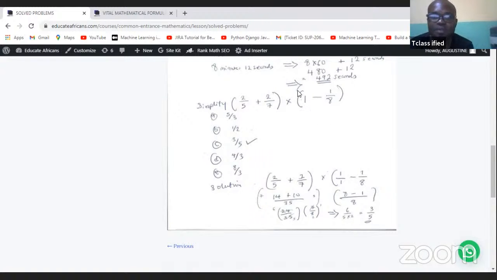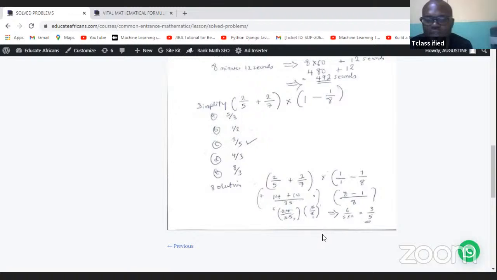For the second bracket, 1 is the same as 1 over 1, because 1 can be written in fraction form. So we have 1 over 1 minus 1 over 8. We look for the common number that both 1 and 8 can divide, and that number is 8. 8 divided by 1 is 8, and 8 times 1 is 8. Then 8 divided by 8 is 1, and 1 times 1 is 1. So 8 minus 1 is 7, and we bring back the 8. We now have 24 over 35 multiplied by 7 over 8.